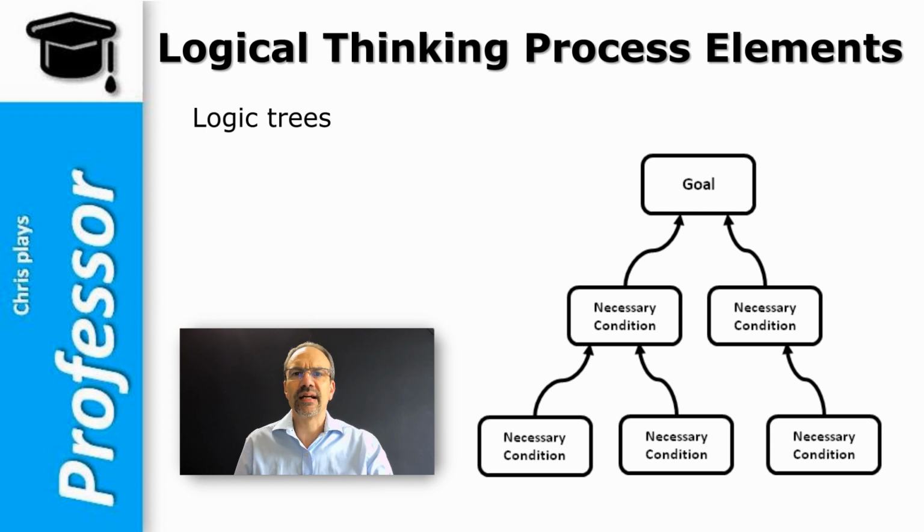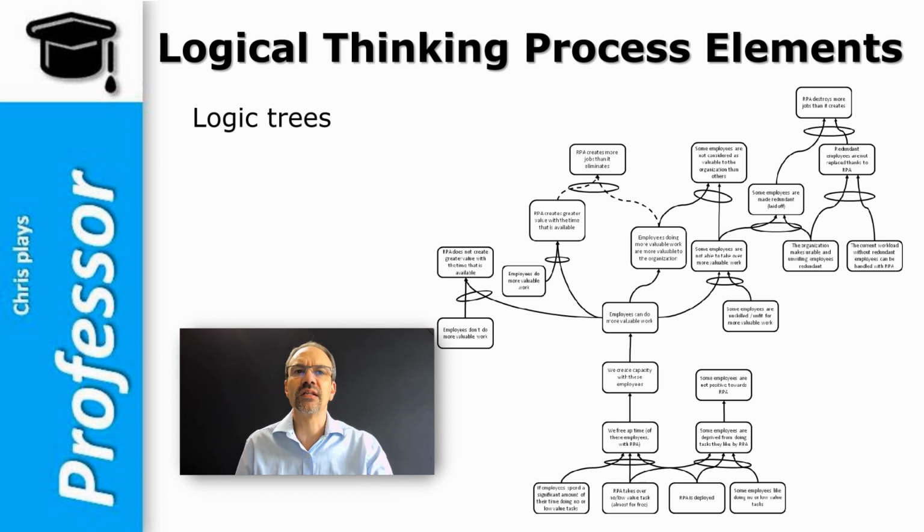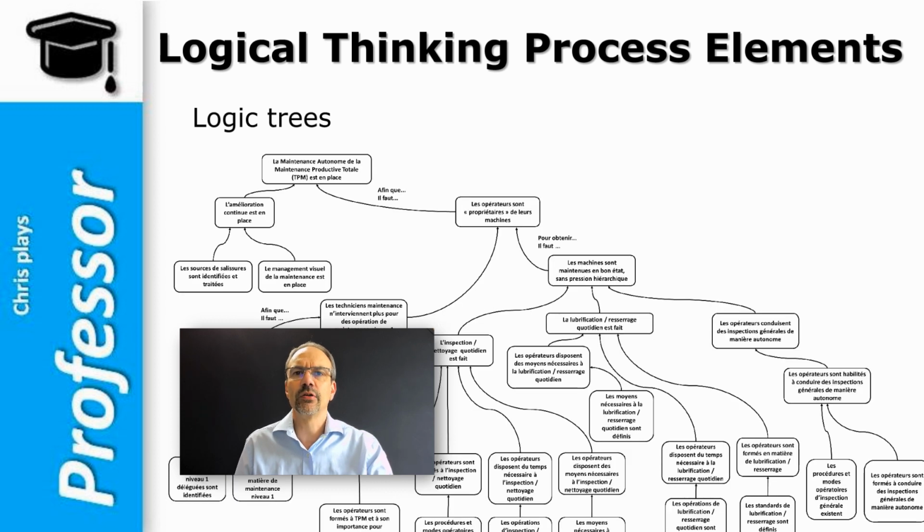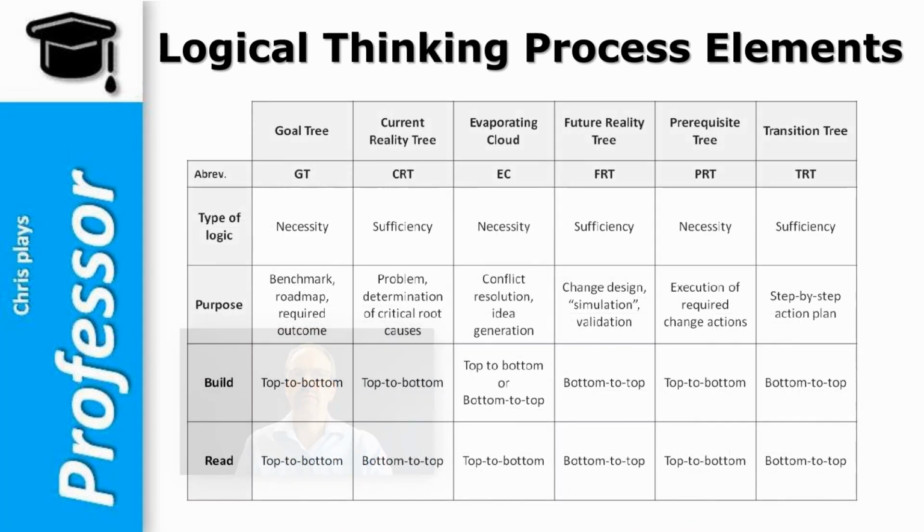Logic trees are diagrams made of a series of necessary conditions, in case of necessity-based logic trees, and series of cause and effect in the case of sufficiency logic trees. The diagrams look more or less like trees. This is one, this is another one. The logical thinking process has 5 different types of trees and the cloud. Logic trees and clouds are tools, each type having a distinct purpose.